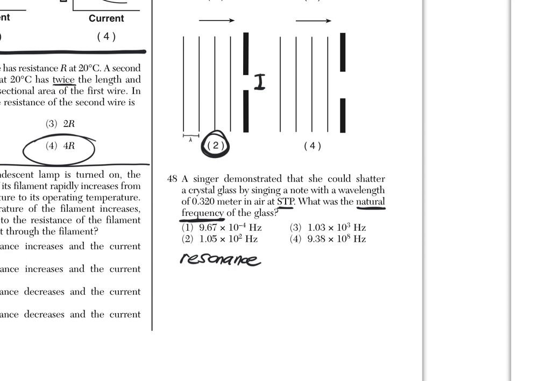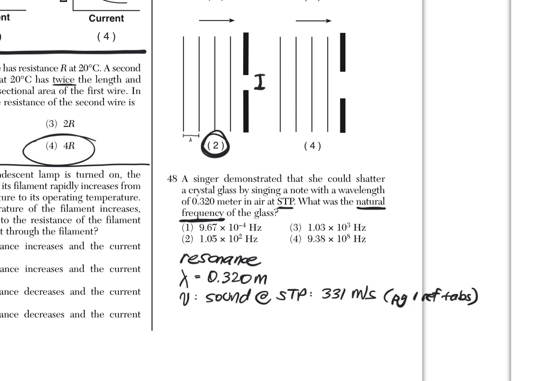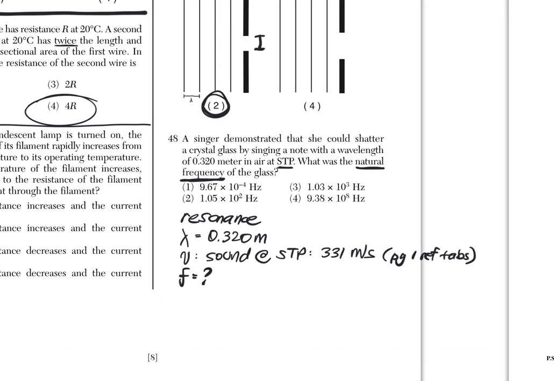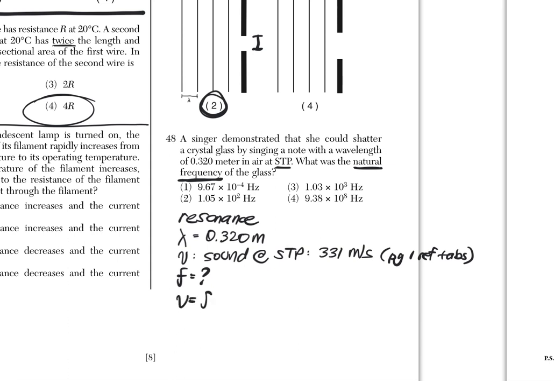So the wavelength is 0.32 meters. The speed of the wave is the speed of sound at STP, which is 331 meters per second. That's from page 1 of the reference tables. And it wants to know what the frequency is equal to. So we're going to use v equals f lambda to solve for the frequency. That's 1034 hertz, or 1.03 times 10 to the 3 hertz. That would be choice 3. The original number has 3 significant figures for the wavelength, so our answer has 3 significant figures as well.